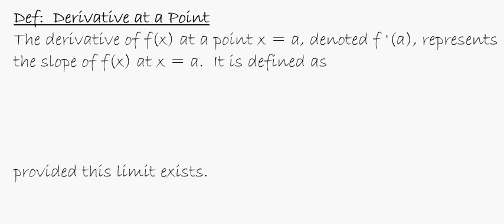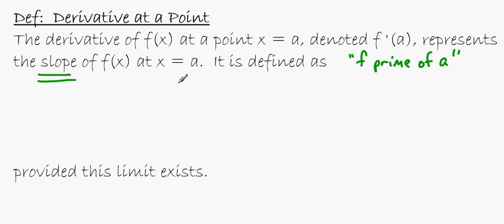Here we go. Let's define derivative at a point. The derivative of f of x at a point x equals a is denoted f prime of a. That's how it's read. It's read f prime of a. It's a little apostrophe, a raised comma. And it represents the slope of f of x at x equals a.